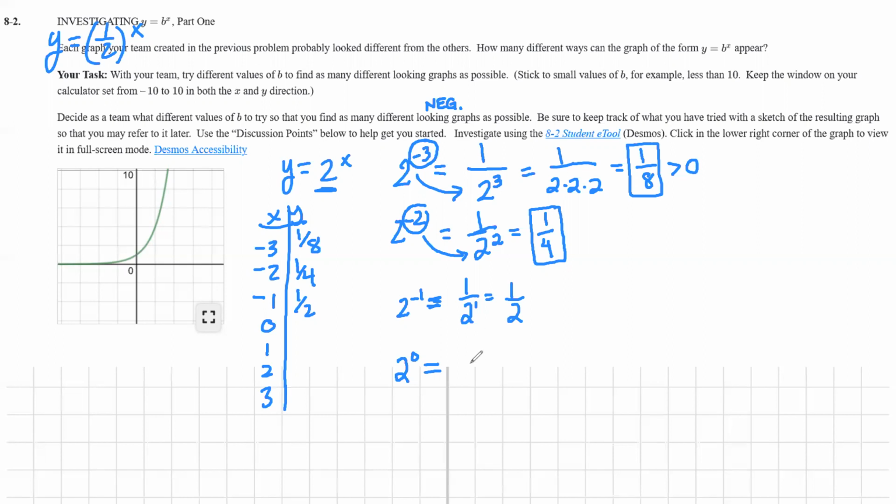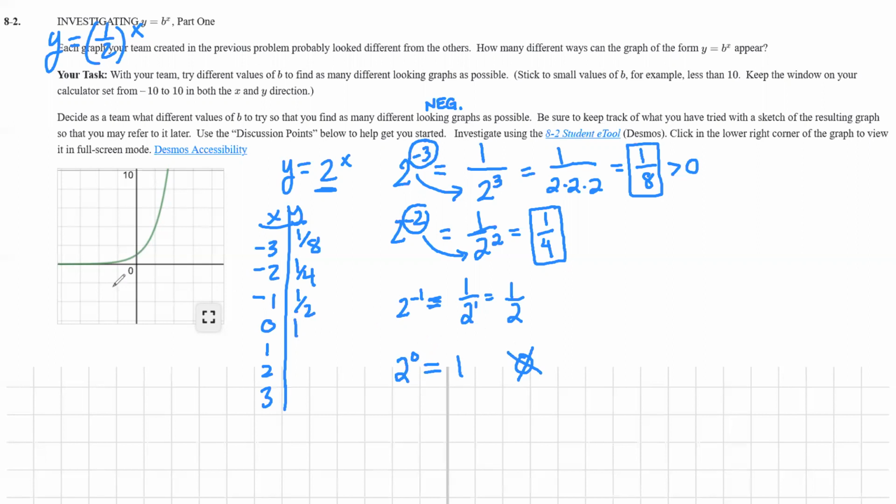Okay, 1. One person says 1, and then I'm checking the chat. 1, good. 2 of you said 1. Nobody said 0. Sometimes people say 0. Some people think 2 to the 0 power is 0, but it's not. It's 1. Anything to the 0 power is 1.